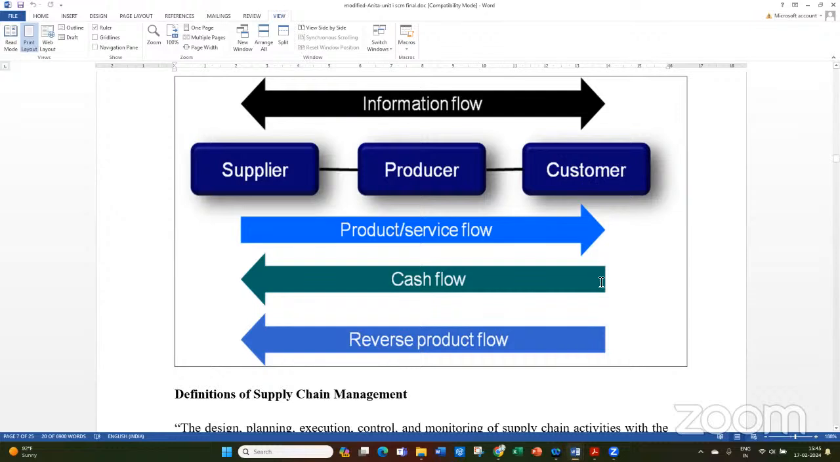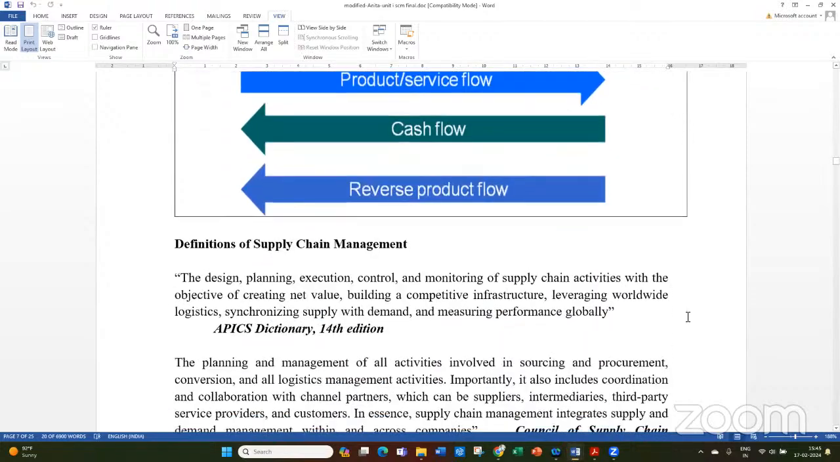On the cash flow, the customer is providing money, either the amount directly or in some other form, when the customer is billed for the information, and cash flows from the customer. The reverse product flow is also there. Reverse product flow is when some of the product may be rejected or returned. It was returnable.